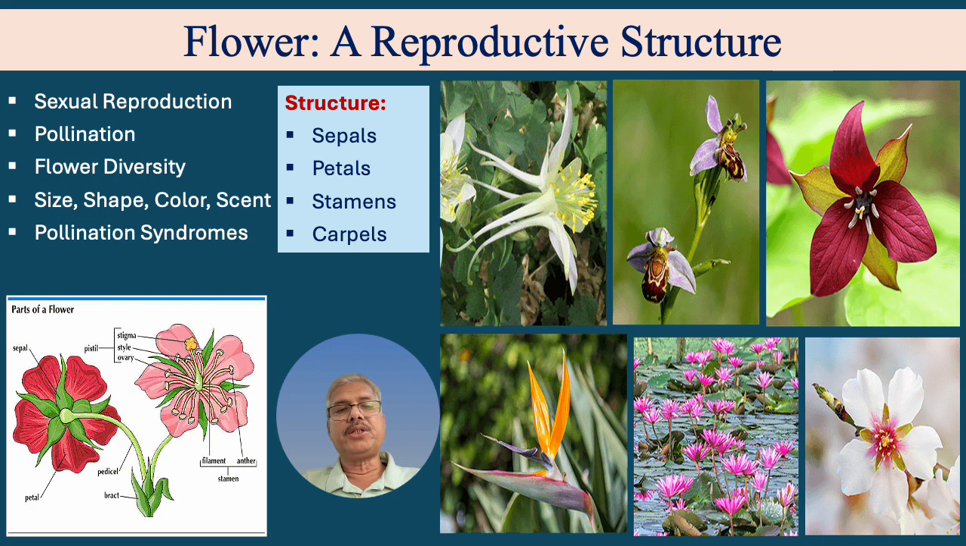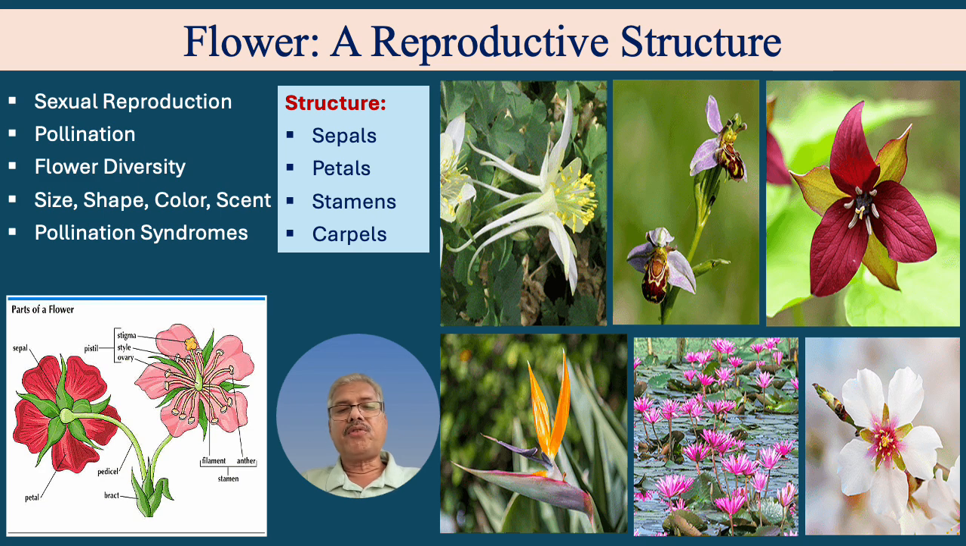and wind pollination. The structure of a flower includes the presence of sepals, that is the outermost, usually green leaf-like structures that protect the developing flower bud. The petals are often brightly colored and showy, attracting the pollinators. The stamens, or the male reproductive organs, produce the pollen grains containing the male gamete. It consists of anther and filaments.